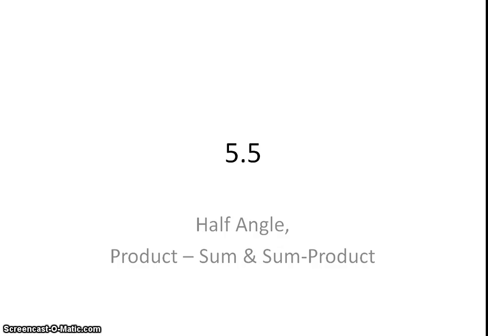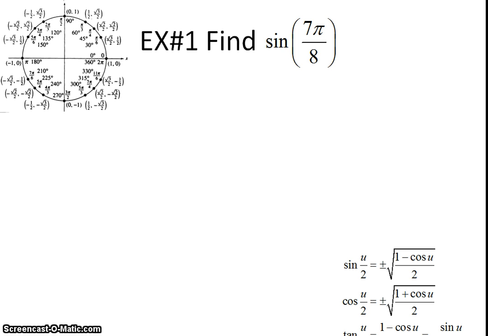Okay, class, today is the rest of 5.5, which is the half-angle formula and the product to sum and sum to product rules. The first problem is find sine of 7 pi over 8. Okay, 7 pi over 8 is not on the unit circle, but I know that it's half of an angle that is on the unit circle. So I know that 7 pi over 8 is 1/2 of 7 pi over 4.